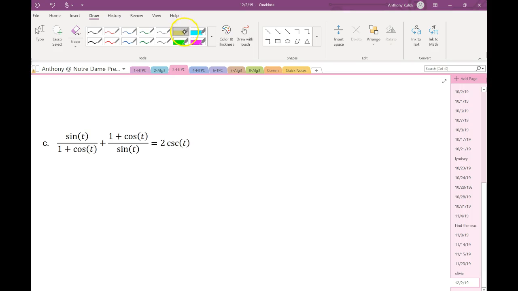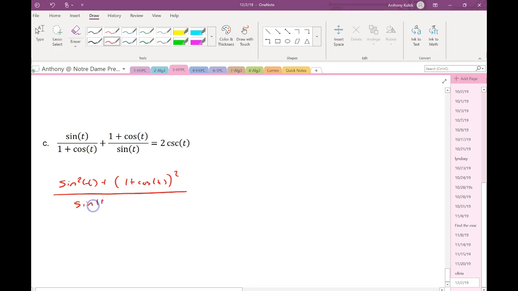Okay. So here's what I would tell you. I have two things on the left-hand side, one thing on the right-hand side. How would I turn two things into one? Add those fractions, make a common denominator. So that common denominator would be sine times 1 plus cosine. So I would have sine squared t plus 1 plus cosine t quantity squared over sine t times 1 plus cosine t. Everybody okay there? We good?